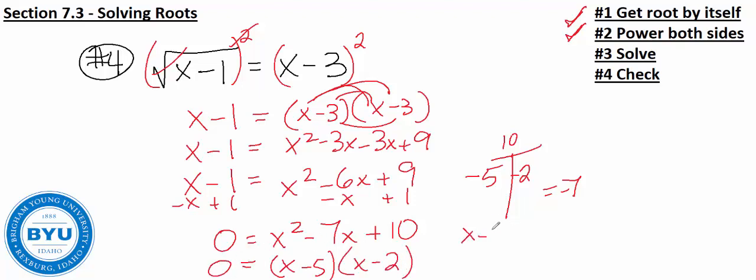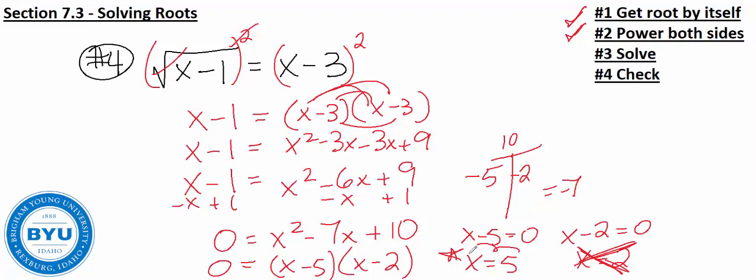When we set the x minus 5 equal to 0, we get x equals 5. And when we set the x minus 2 equal to 0, we get x equals 2. You'll want to check both of these to make sure that it works. When I did it, the 5 works, and when you plug the 2 in, it does not work. You end up getting 1 equals negative 1. So that doesn't work. Our only answer would be x equals 5.